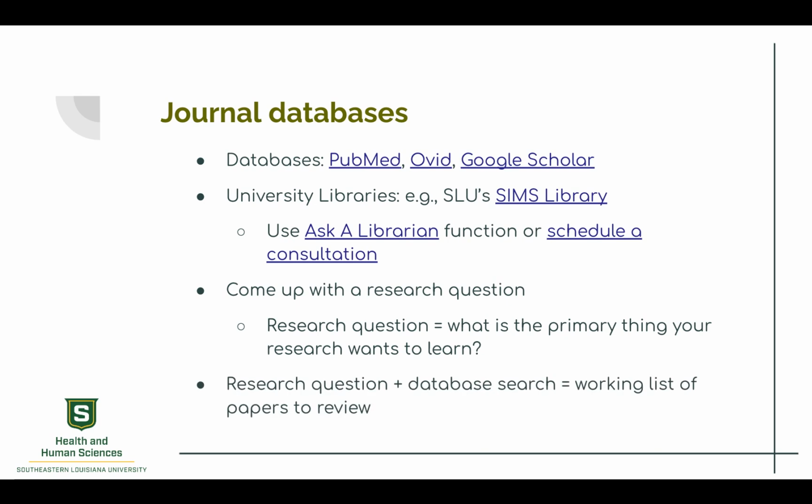So this is to say that when you have a research question and you have your database search, what you come up with is a preliminary working list of papers that you can now review. So instead of, let's use for example, dealing with 100 papers, your research question and your database search may get you down to, let's say, 5 papers, which you can now review. It's a whole lot easier to handle 5 papers than to handle 100 papers. That's what I mean.